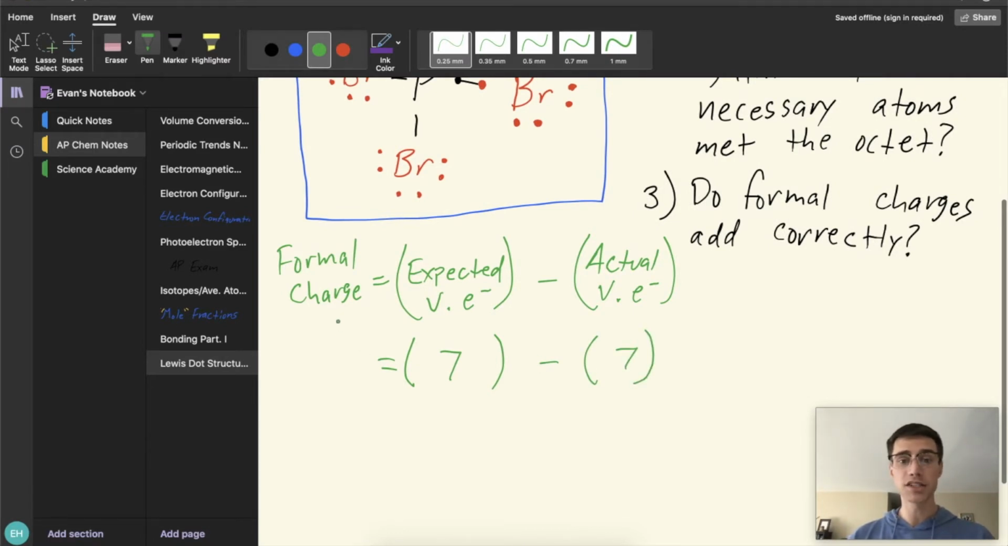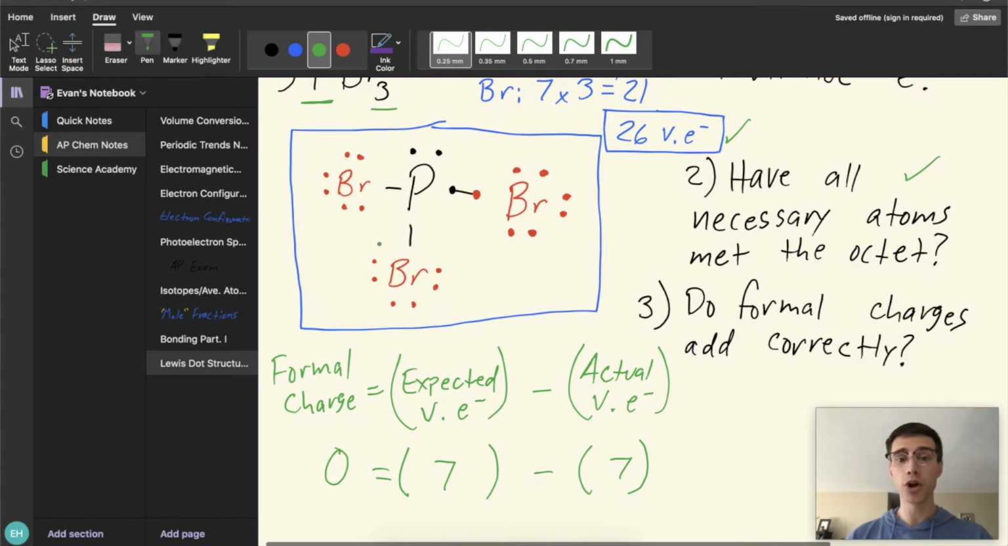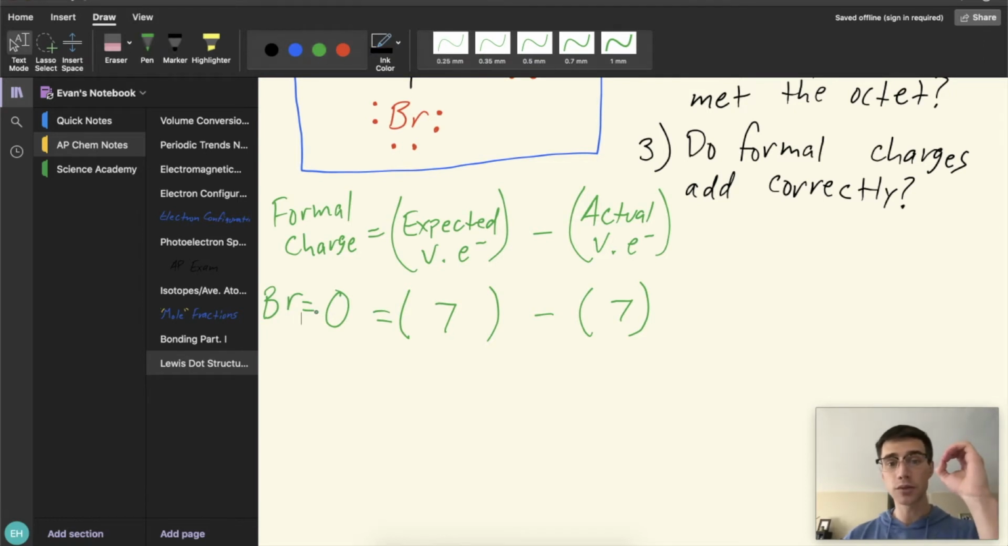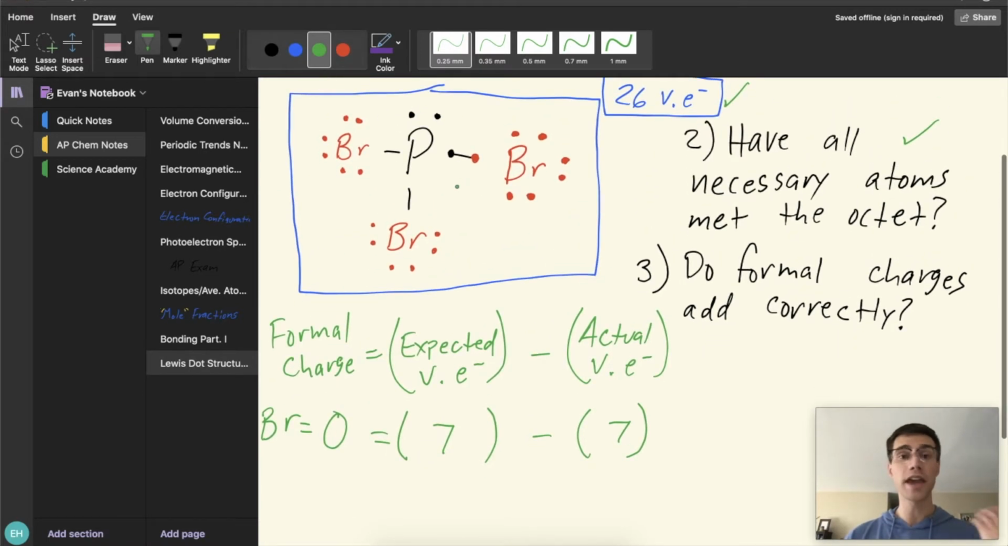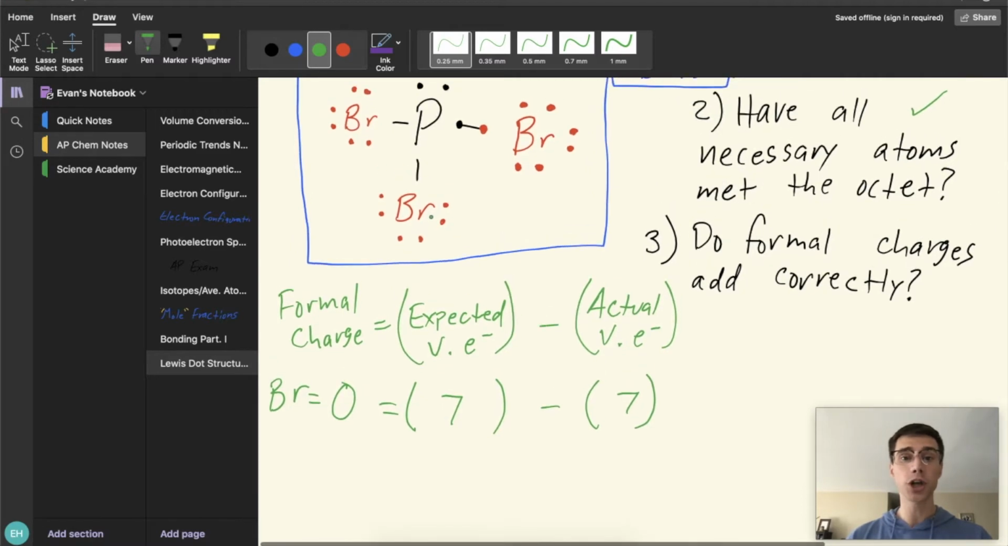So 7 minus 7 is in fact 0. Because that's the same for all of our bromines, we know all of the bromine atoms have a formal charge of 0. We expect them to have 7 valence electrons. In this Lewis dot structure, they have 7 valence electrons. So all of them have a formal charge of 0.